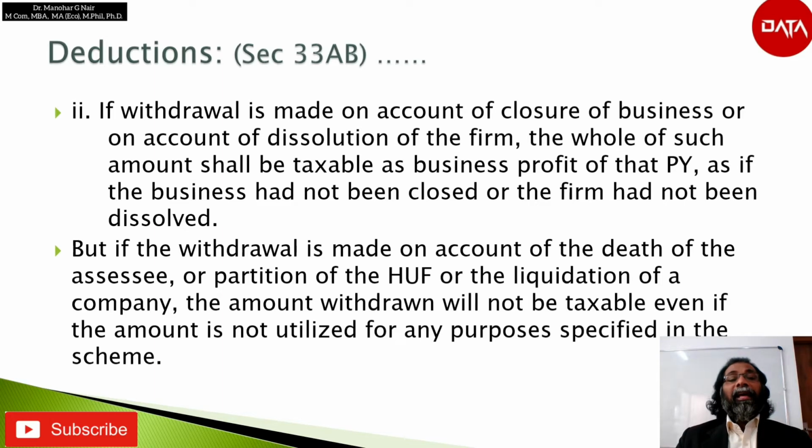Condition 2 says, if withdrawal is made on account of closure of business or on account of dissolution of the firm, the whole of such amount shall be taxable as business profit of that previous year, as if the business had not been closed or the firm had not been dissolved. But if the withdrawal is made on account of the death of the assessee or partition of the Hindu undivided family or the liquidation of a company, the amount withdrawn will not be taxable even if the amount is not utilized for any purposes specified in the scheme.